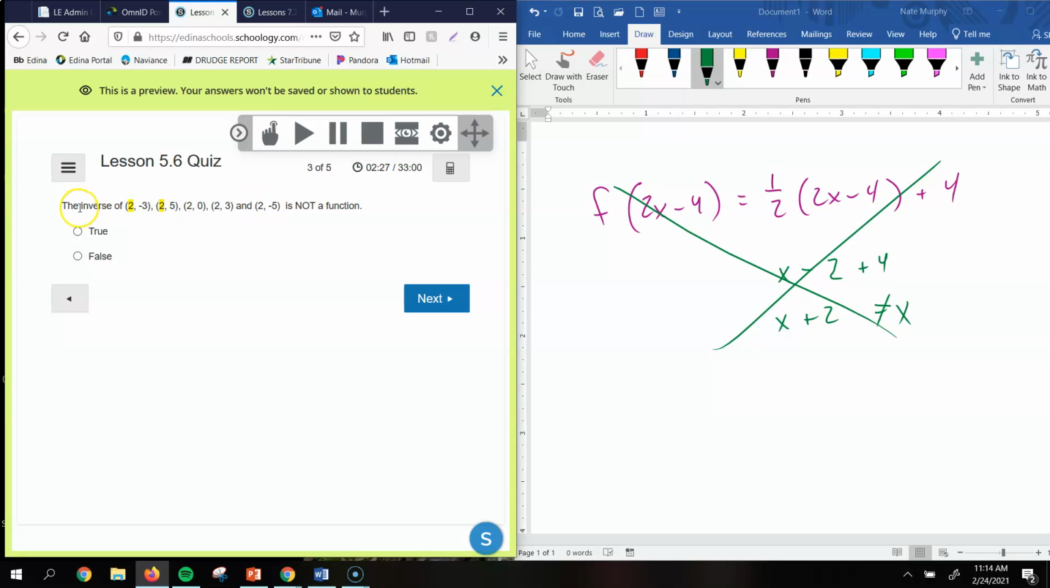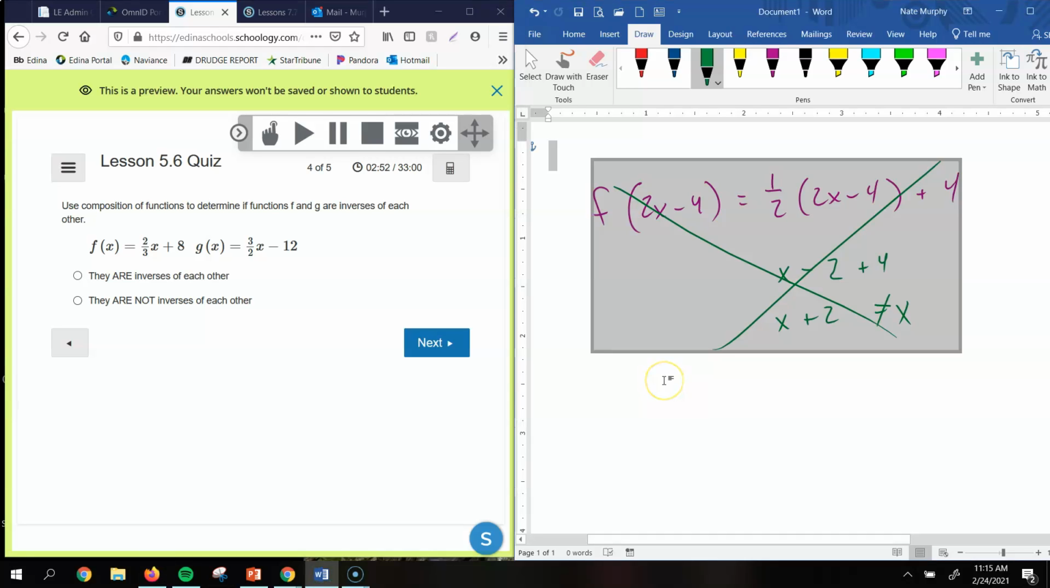But that's not what it's asking for. It's asking if the inverse of this is a function. So now we look at the y values, because remember what the inverse is here, the domain and range switch. So the y values, -3, 5, 0, 3, and -5, there are no repeats there. So the inverse of that is a function. So this is a false statement. The inverse of this is a function, and this is saying the inverse of that is not a function.